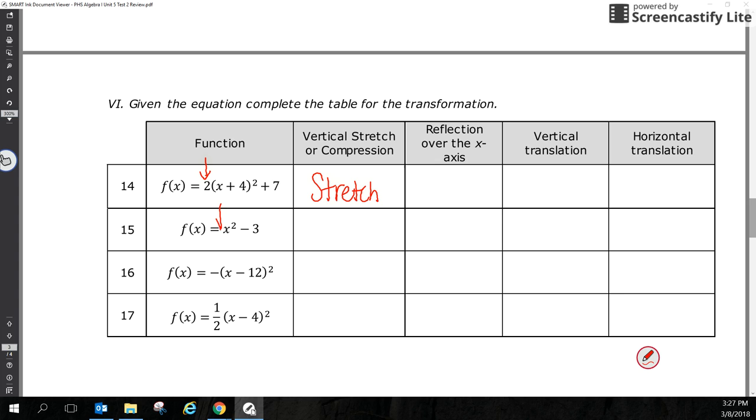For 15, there's not a number out front, so there is no vertical stretch or compression. Same thing with 16, there's a negative sign, which we'll talk about in just a second, but there's not a number, so there's not a stretch or compression. And for 17, the number out front is a fraction less than 1, so it's a compression.